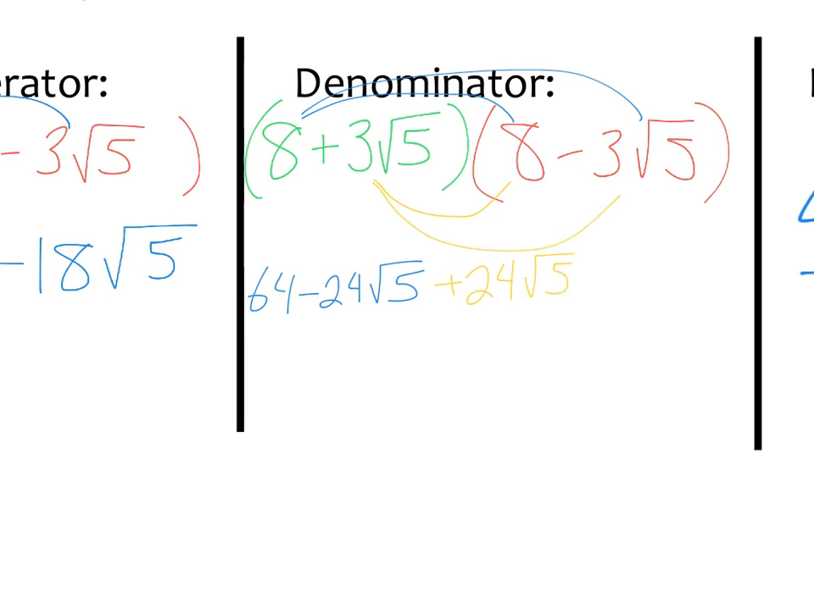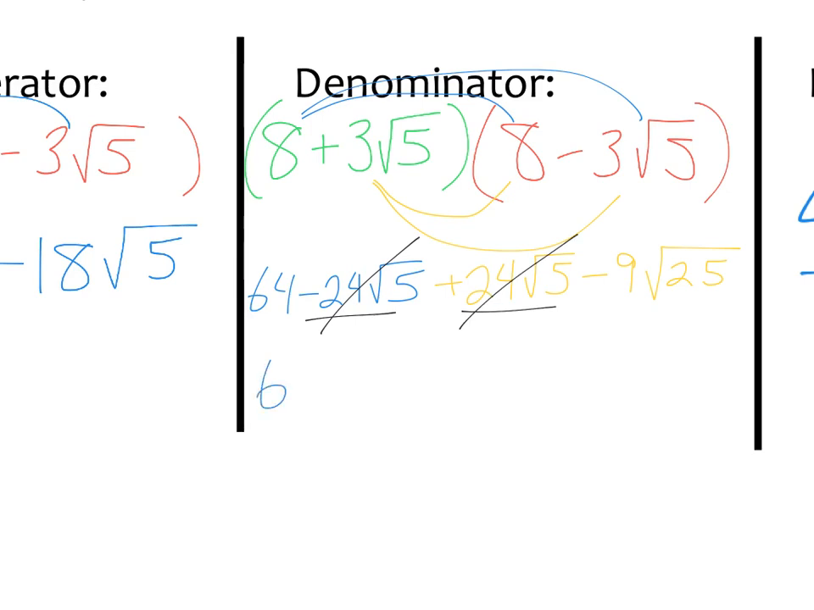Last times last, we have a 3 times a negative 3 is negative 9, and then inside times inside, we have 5 times 5 is 25. At this point, we're going to combine like terms. Our two middle terms are alike because they both have a square root of 5. And we should notice that one of them is a negative 24 and the other is a positive 24. So they add up to get 0. We can just cancel them out right now.